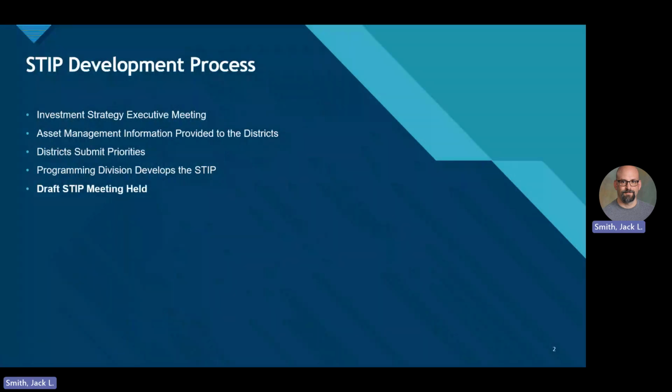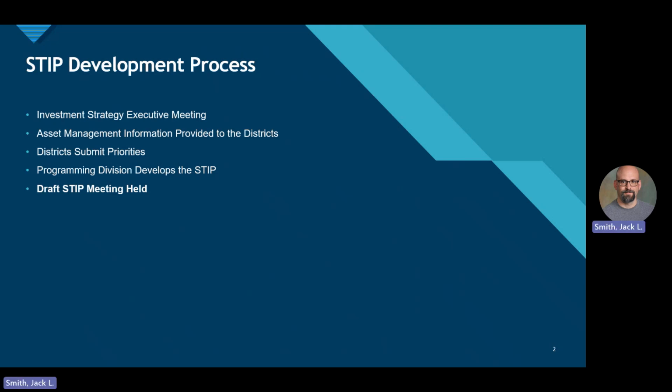The STIP development process includes 5 major steps. The first step is an investment strategy meeting that we hold with our executives every August, where they lay out our proposed investment strategy for the upcoming STIP. That strategy, along with asset management information, is then provided to the districts around October of every year as the next step. The districts, using that information and additional information for each district, submit their priorities to the central office programming division for development of the STIP.